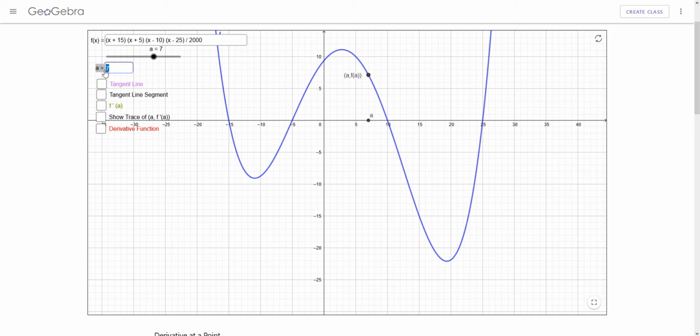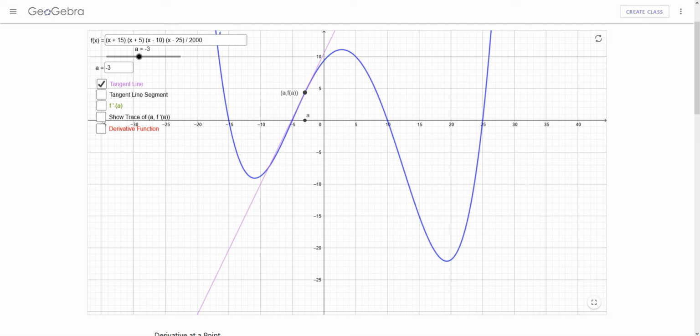Or actually, how about -3? Okay, so that gives us a point on the graph. Now, we can also graph the tangent line there. Now, you recall our earlier work that the derivative is the slope of this tangent line. So we're going to look at that.